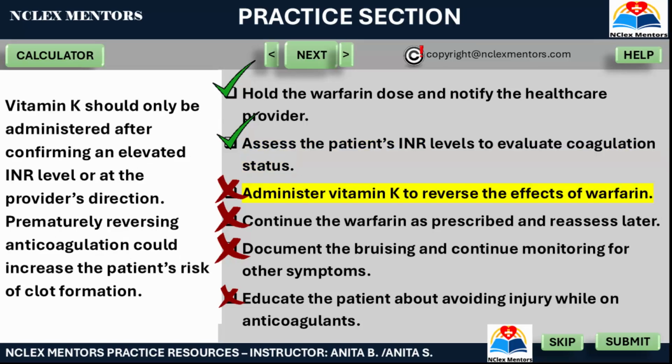3. Administer vitamin K to reverse the effects of warfarin. So what step is this? This is implementation. Vitamin K should only be administered after confirming an elevated INR level or at the provider's direction. Prematurely reversing anticoagulation could increase the patient's risk of clot formation.